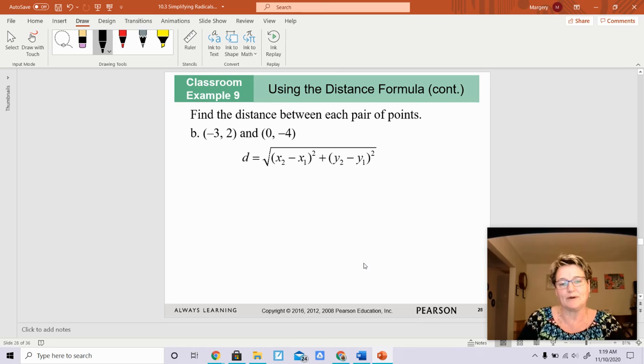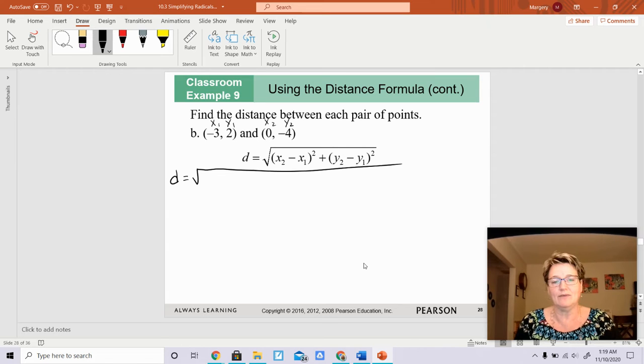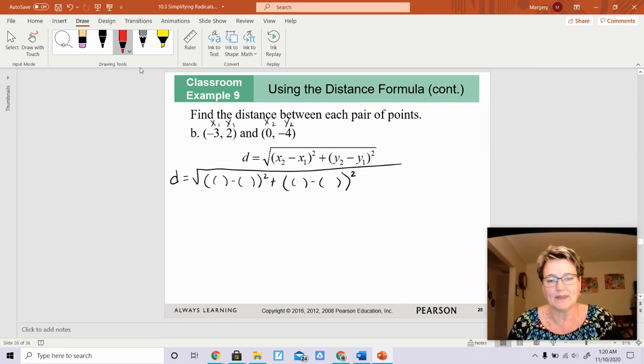Next problem, remember, call this one x1, y1, call this one x2, y2, only because one's your first point, one's your second point. So now you're just going to plug and chug. Highly recommend you do what I did earlier. There's my x2 minus my x1 squared plus my y2 minus my y1 all squared. So it's just helpful having them. So first of all, my x2 is 0. My x1 is negative 3. My y2 is negative 4.